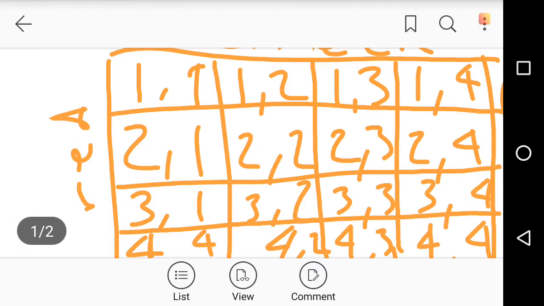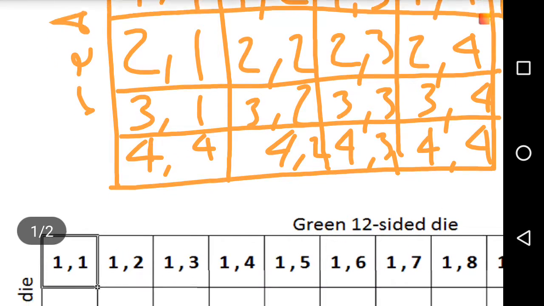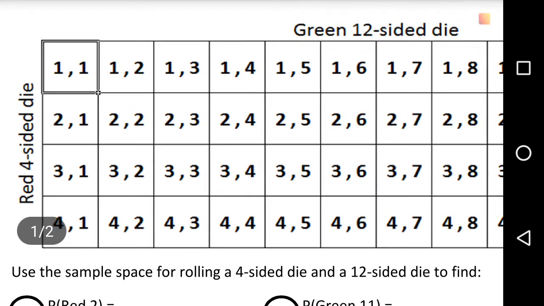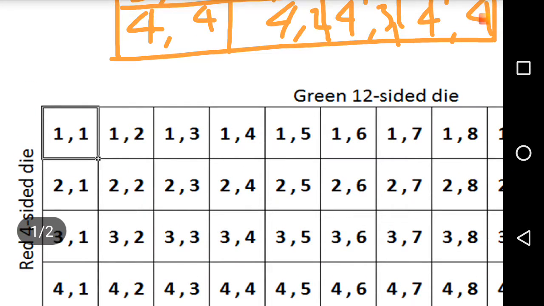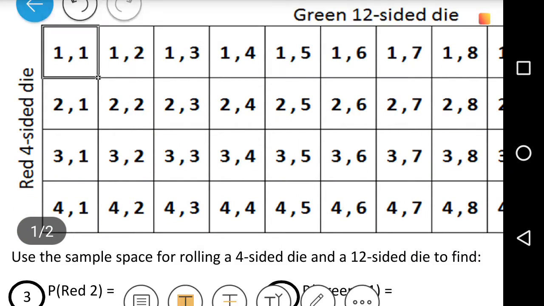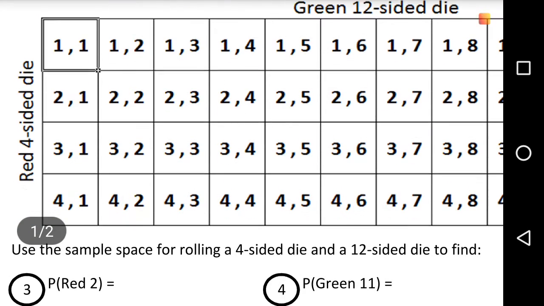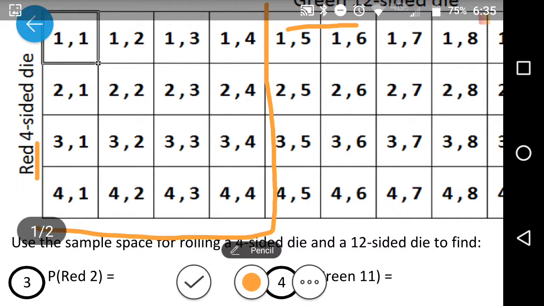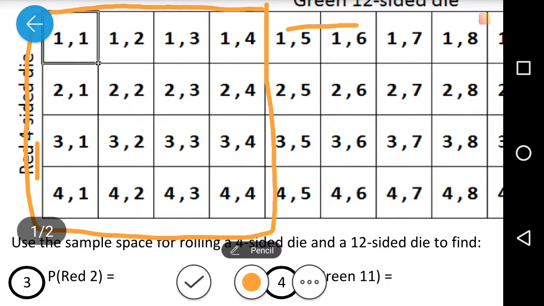And some of you might notice that looks similar to what I gave you for problems 3, 4, 5, and 6 actually. I gave you a sample space with a red die and a green die. But the green die in this case was 12-sided, so there are actually 12 spaces here instead of just 4. But if I had a four-sided die, my sample space would look like that.